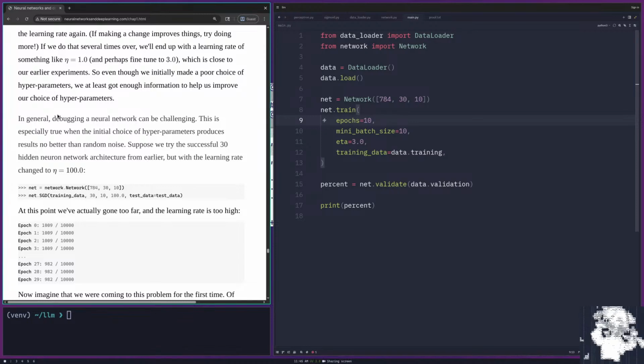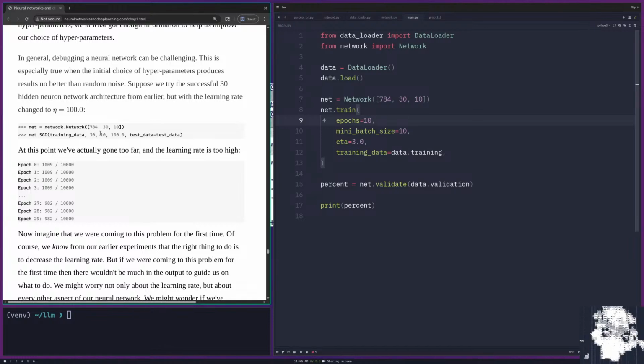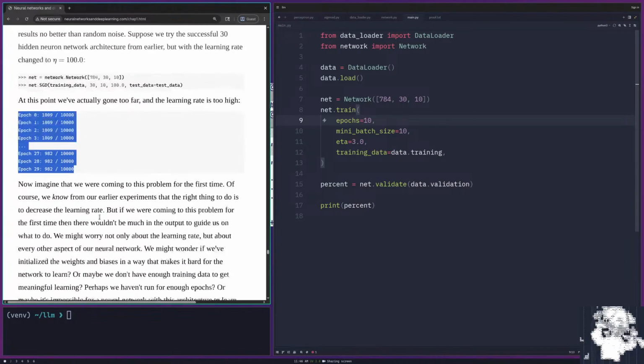In general, debugging a neural network can be challenging. This is especially true when the initial choice of hyperparameters produces results no better than random noise. Suppose we try the successful 30 hidden neuron network architecture from earlier, but with learning rate changed to eta equals 100. Learning rate 100. At this point, we've actually gone too far, and the learning rate is too high. It's not learning anything, and eventually it gets slightly worse.